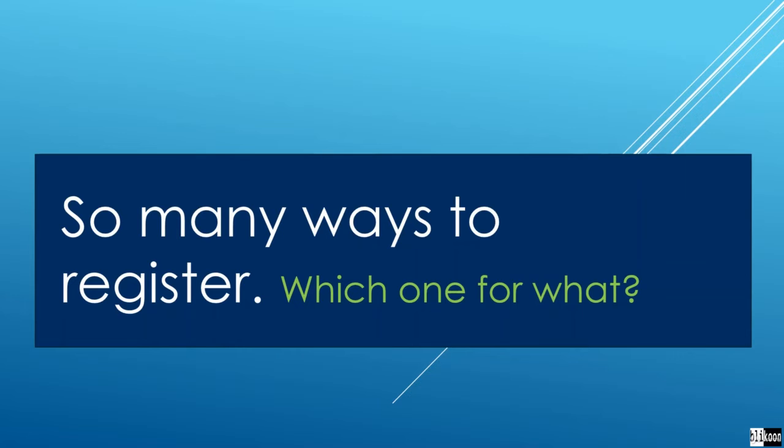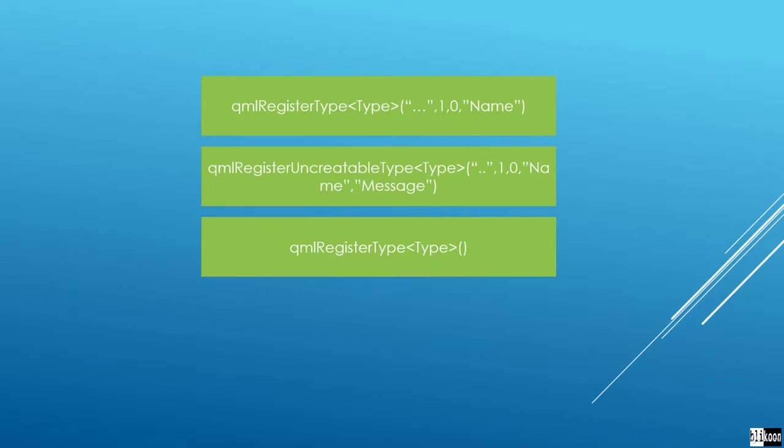In this lecture, we're going to try and sift through the different ways we showed to register your C++ type for use in Qt. These are the different ways we saw so far. You can say QML register type and pass in all the information.